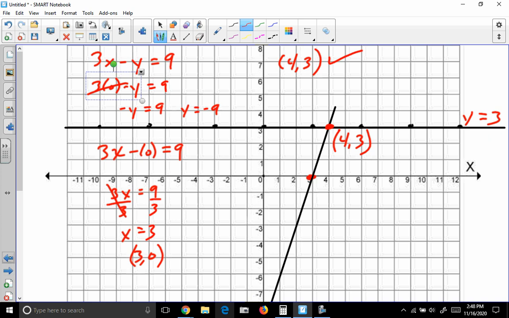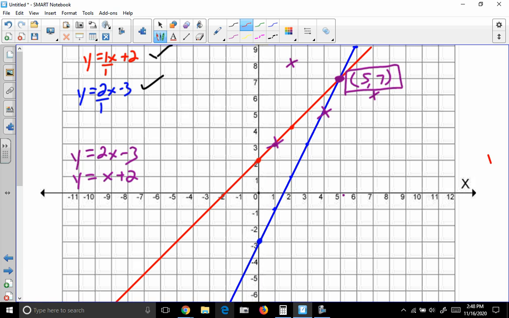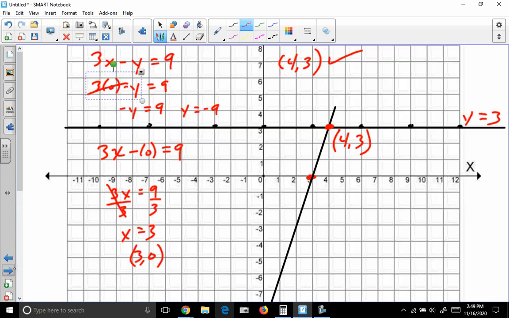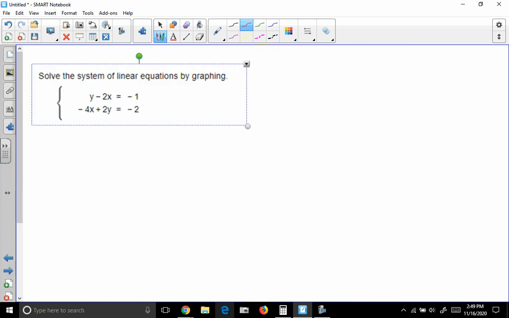You might notice in this example and in this example that our lines are not parallel. If we have lines that are not parallel, they're going to intersect exactly one time, so we will have one solution. And that's typically what happens. But we may have examples where we have parallel lines and something different could happen, and we'll talk about that in a bit.